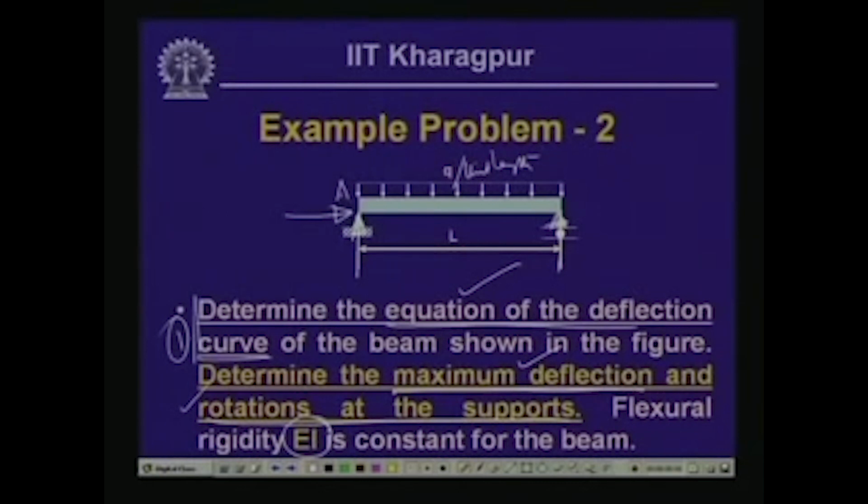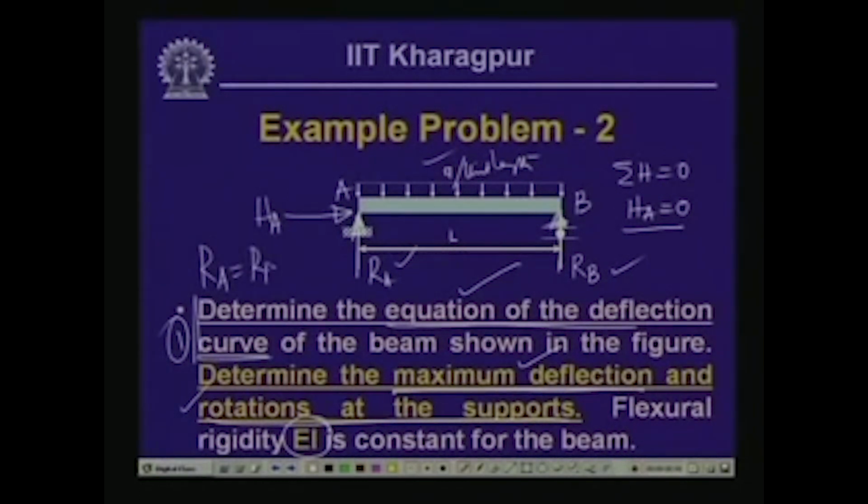So, if we call this A, this B, then this is R A, this is R B and this is H A. Now, since there are no horizontal loads in this beam, summation of horizontal force equals 0 will give us that H A is equal to 0. Now, we will have to compute the value of R A and R B, and as we have seen in the past, this is a symmetrical beam subjected to a symmetrical loading. Hence, the value of R A and R B is equal to Q times L by 2. This is the total load.